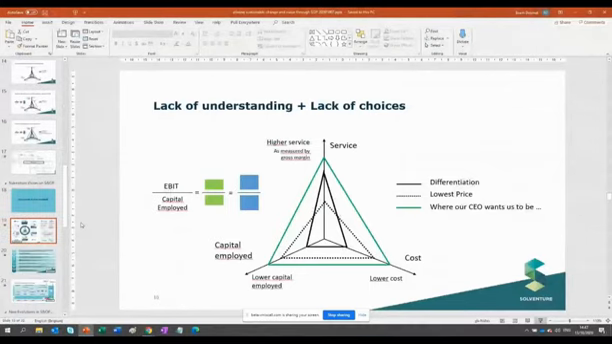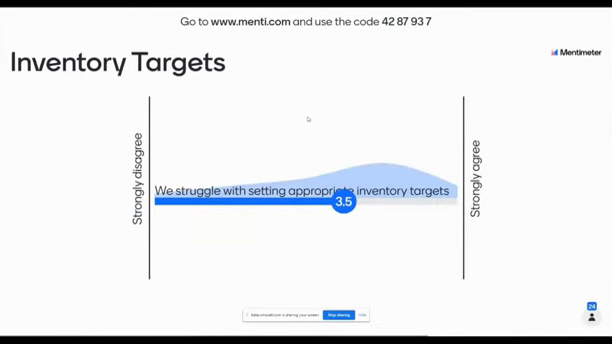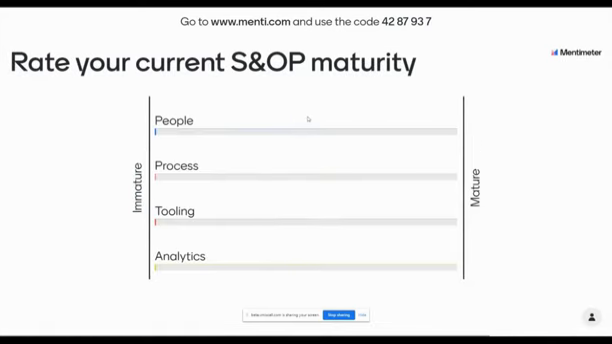And yeah, let me jump to an extra question here. Where are you in your journey? So if you would need to rate yourself on S&OP maturity, how would you rate your people maturity? How would you rate your process maturity? How would you rate your tooling maturity? Just curious to see how that works with all of you.